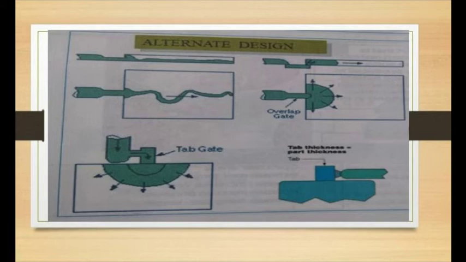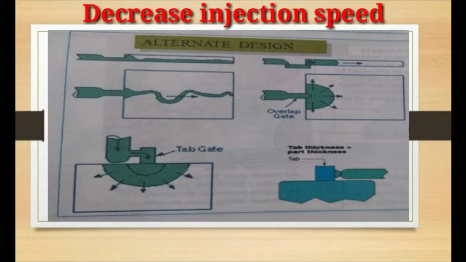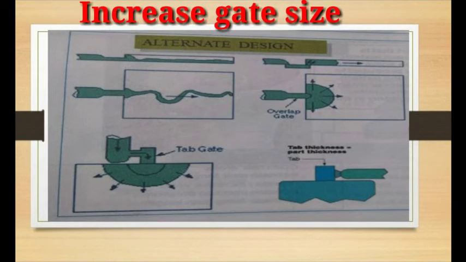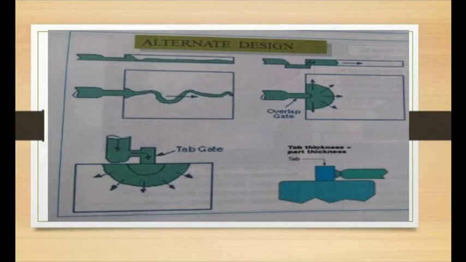Now we are going to see how we can avoid that, meaning the remedies. Direct the material to hit the wall. Second, decrease the injection speed, and third, increase the gate size. In this way, we can avoid the jetting.